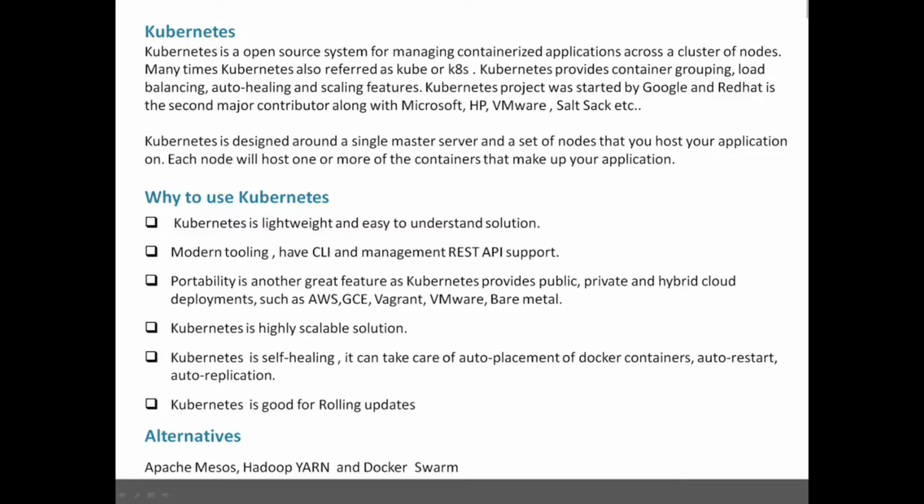Next feature, Kubernetes is self-healing. It can take care of auto placement of Docker containers, or basically in Kubernetes terms, they are called pods. It can manage auto restart or auto replication of the containers or the pods.